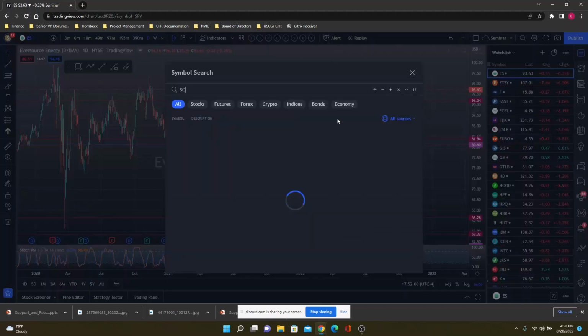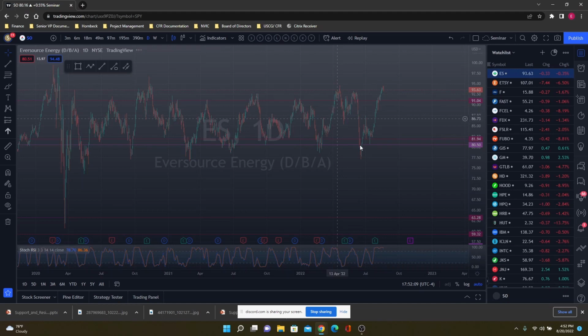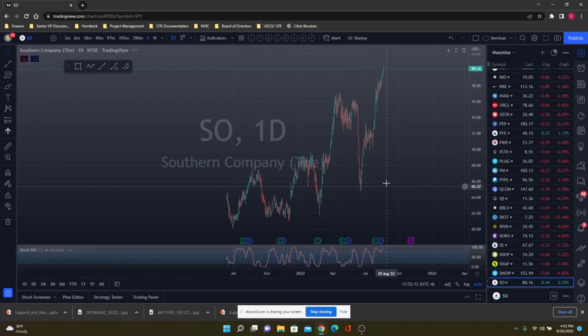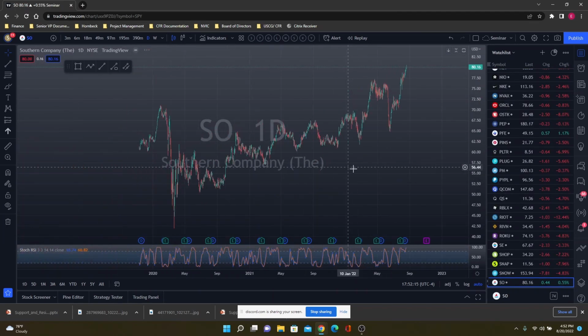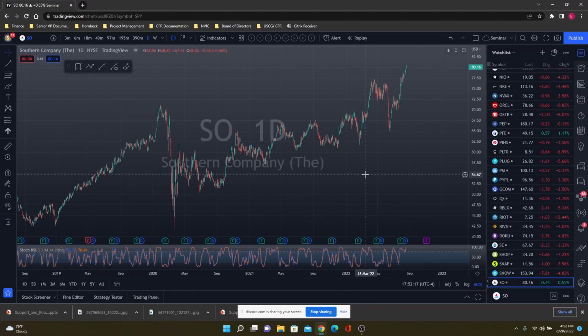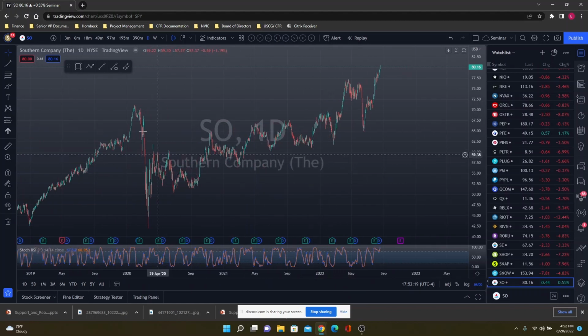And another one, power companies. This is something that's really good to address now. Support and resistance does not always occur on a horizontal plane. Support and resistance can frequently occur in an XY axis.